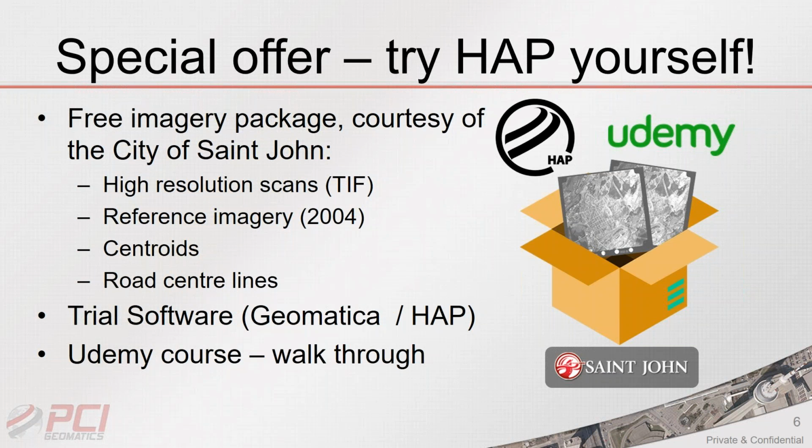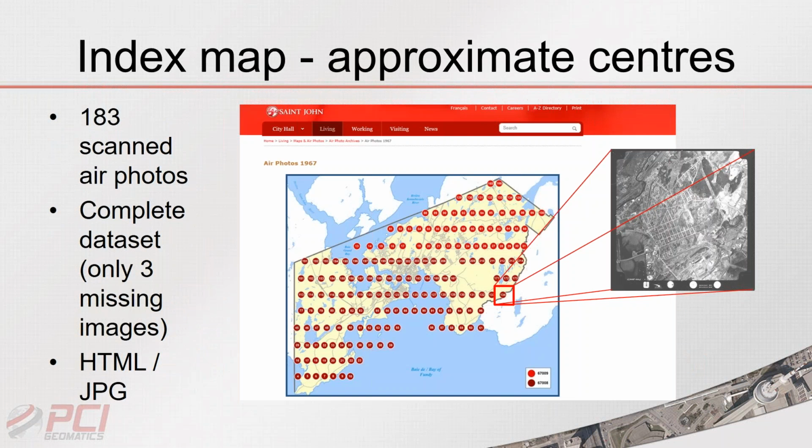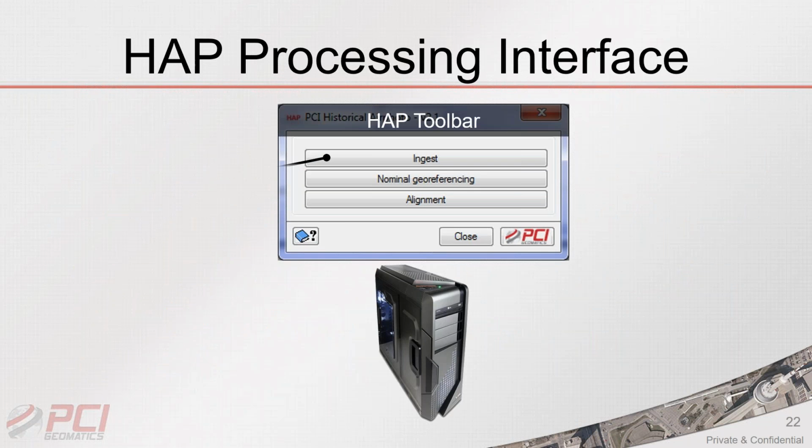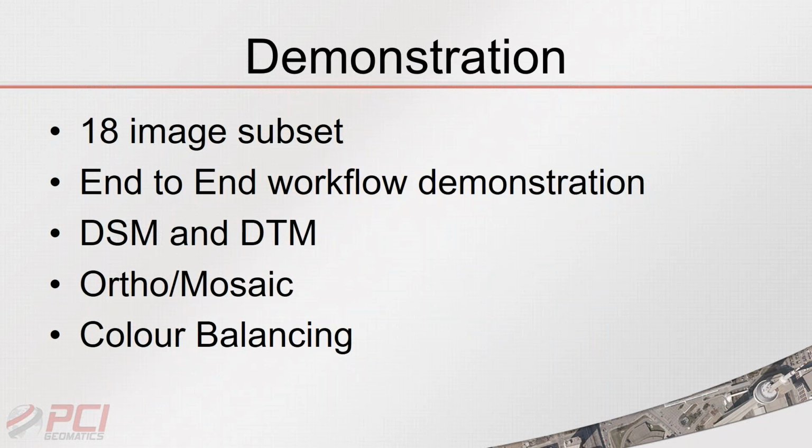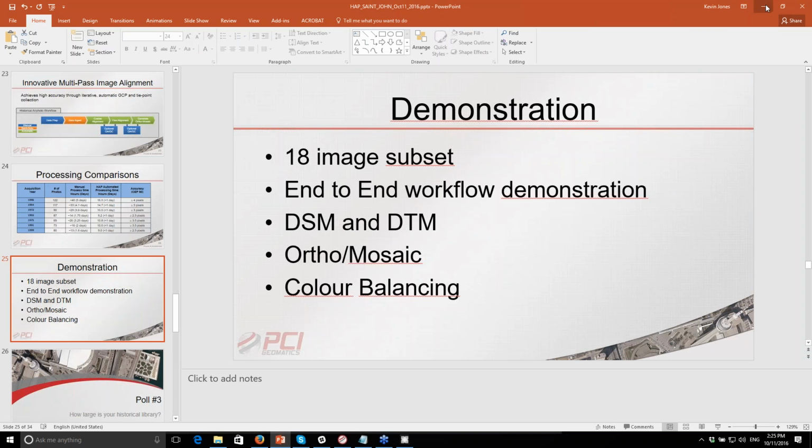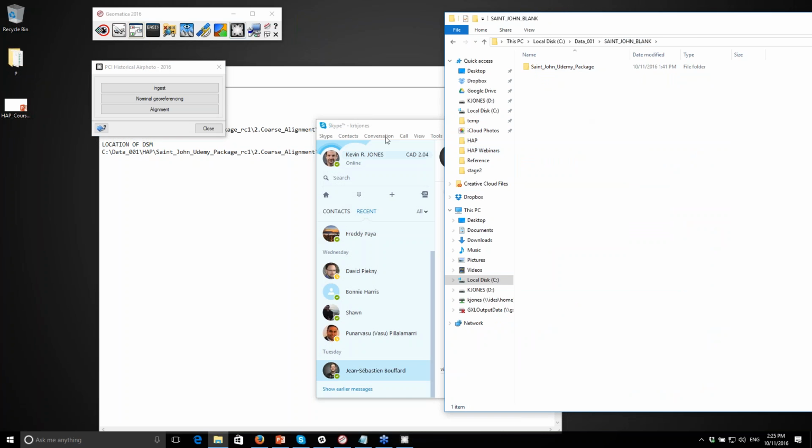So if I just quickly go back to where I was. I'm going to essentially do a subset of the full imagery. So we'll be providing you with 18 images, so 3 flight lines roughly to the north of St. John, the downtown St. John portion. I'll do an end-to-end workflow. I'll show you DSM and DTM, and then I'll also show you Ortho Mosaic and color balancing if I have time. But really what I want to do is show you the project.